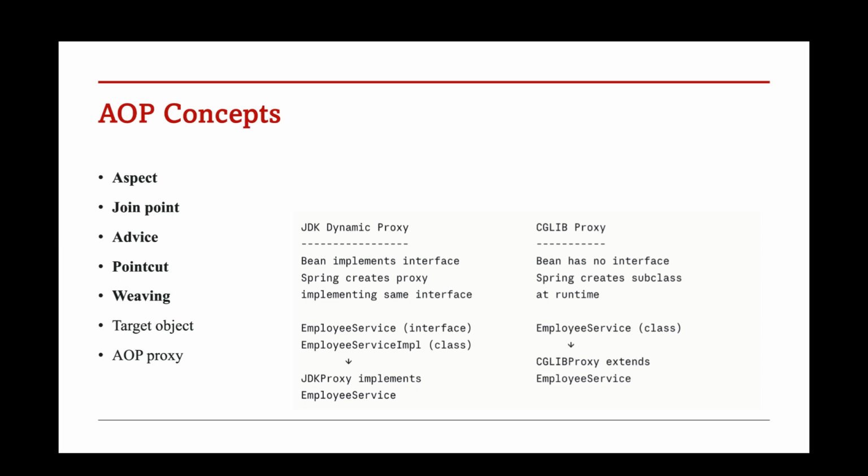This is very important. Spring decides which proxy to use automatically, based on whether your bean implements an interface or not. You don't need to worry about this in most cases. Spring handles it behind the scenes. The key takeaway is this: every Spring bean that has an aspect applied to it is actually a proxy, not the original object. The proxy. And that proxy is what makes AOP possible, without touching a single line of your business code.